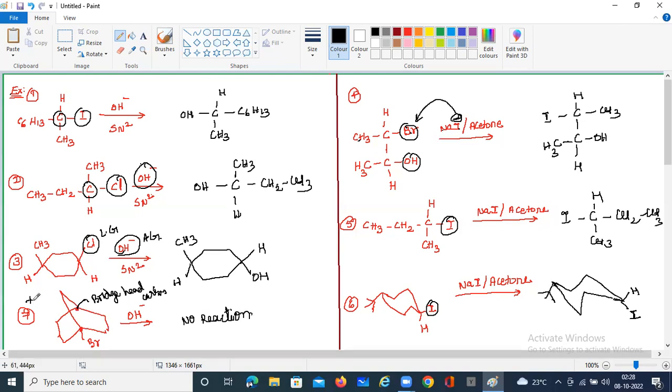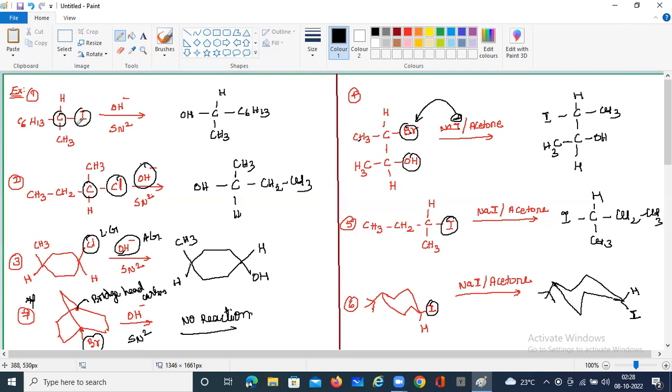Very important one, that 7th example. Suppose the substrate has the leaving group on the bridgehead carbon. Suppose it is elsewhere, not here, then there is a possibility to participate in SN2. But whenever the halogen atom is on the bridgehead carbon, it does not follow or give the SN2 reaction mechanism. It does not give SN2, beta, that's all. This is a very, very important point.